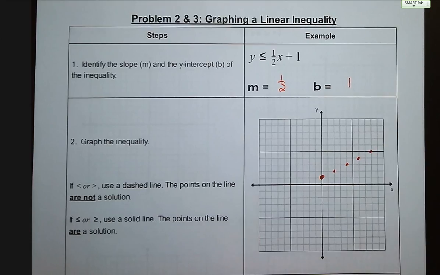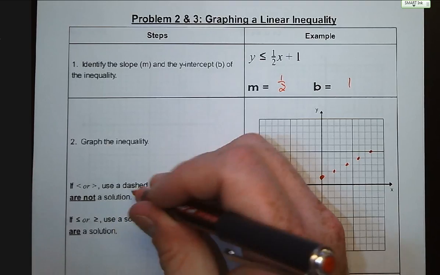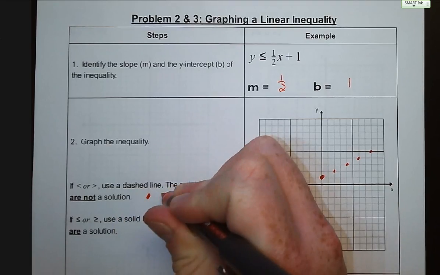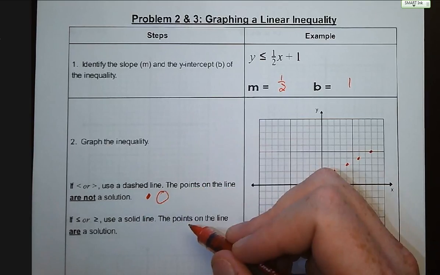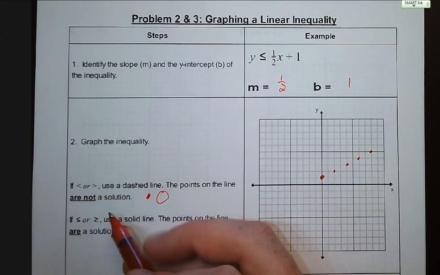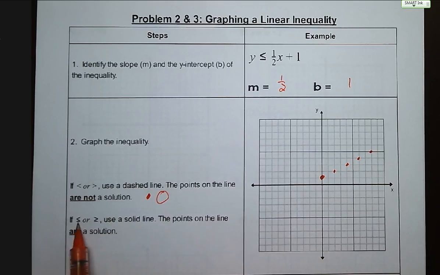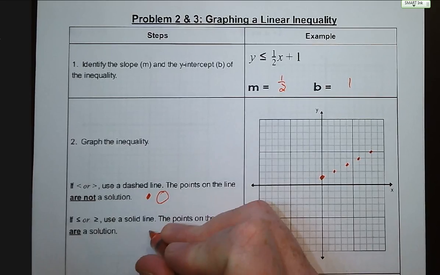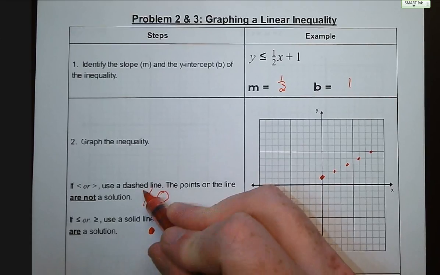Okay. Now, if it is less than or greater than, we're going to use the dashed line, and the points on the line are not part of the solution. That's what we got at the end of problem number 1. We could think of this as being the open dot from our chapter 3. If it is less than or equal to or greater than or equal to, we use a solid line, and those points on the line are part of the solution. So that would be a solid dot.